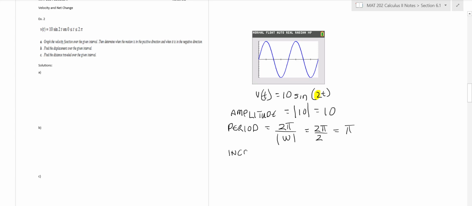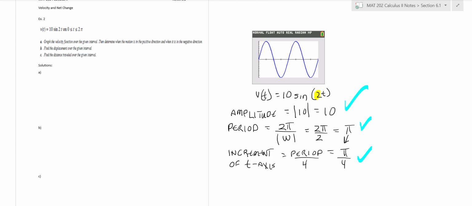So if we look at the increment, and I guess now we have a t-axis in this problem. What you do is you take the period and you divide this by 4. So the period is pi over 4. Those are the key things you want to know: the amplitude, the period, and then how to draw out your t-axis.